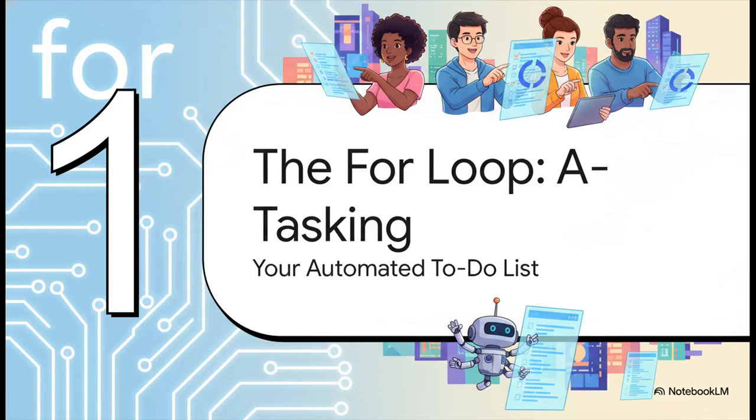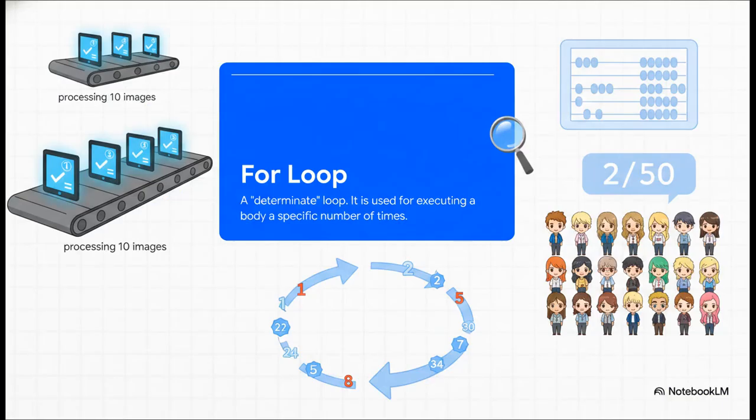All right, so let's get into it. First up, we've got the for loop. The best way to think about this is like an automated to-do list. You hand it a list of tasks and it plows through them one by one until the job's done. Simple as that. The fancy technical term for this is a determinate loop, which is just another way of saying you use it when you know the exact number of repetitions from the get-go.